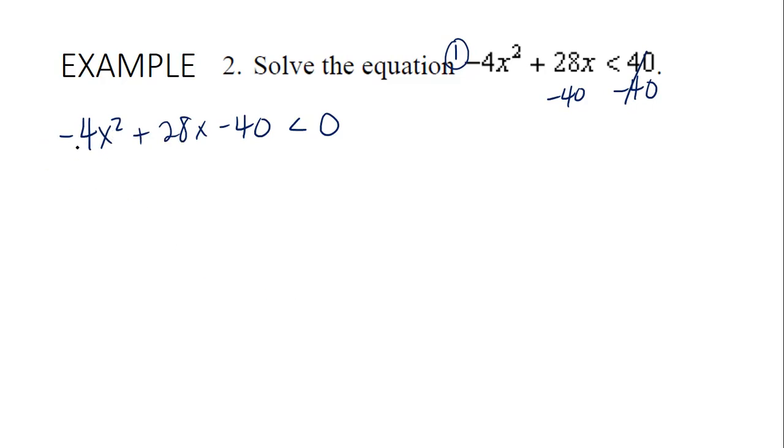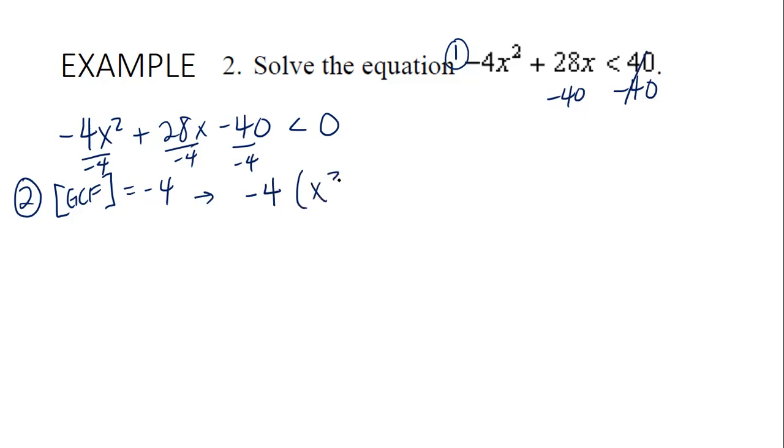Step 2 is to factor this. To factor this, we're going to first check for GCF. It can't be x, it's just 4. So our GCF is going to be negative 4. So I'm going to divide each term by negative 4. And that leaves me with negative 4, parentheses, x squared minus 7x plus 10. Agree or disagree?